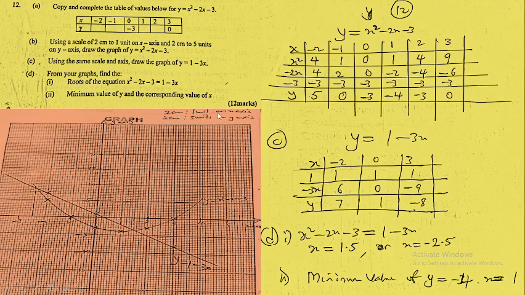2 centimeter to 1 unit on x-axis. If you look at our x-axis here, from here to here is 2 centimeter, from here to here is 2 centimeter, from here to here is 2 centimeter. So on it, you're having 1, 2, 3, 4, 5. Then minus 1, minus 2, minus 3. So we have been able to scale it properly.